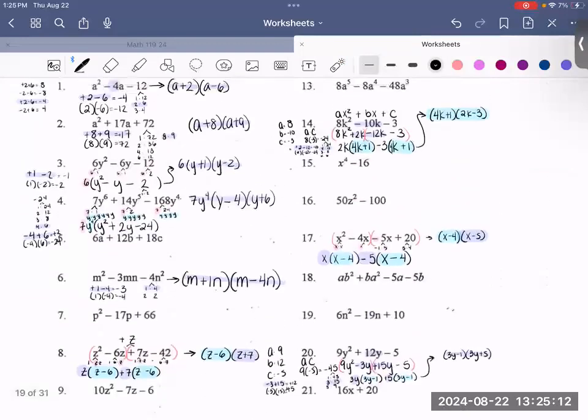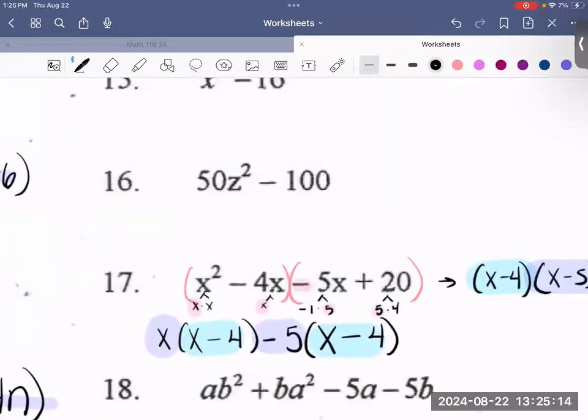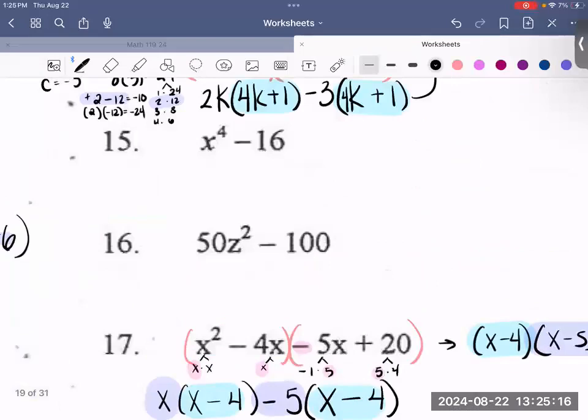Let's try it again with, let's do 16. So do your values have a GCF? Well, they both have a 50 in common. So they have a 50 in common, so we can factor out a 50 to make z squared minus 2.